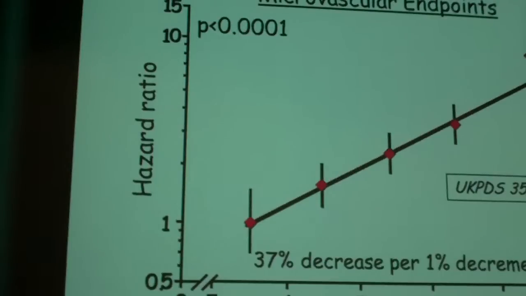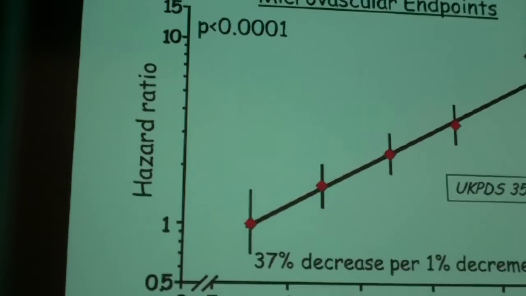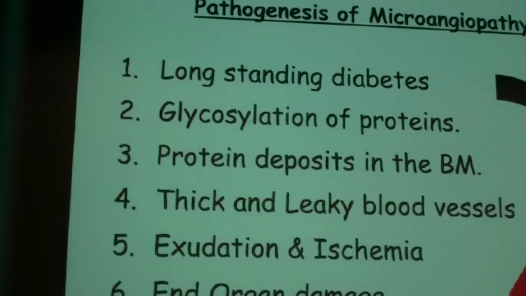This is a familiar slide with all microvascular endpoints. If your HbA1c is decreased by 1%, you get a 37% decrease in microvascular endpoints. So in endpoints like retinopathy, nephropathy, and so on.